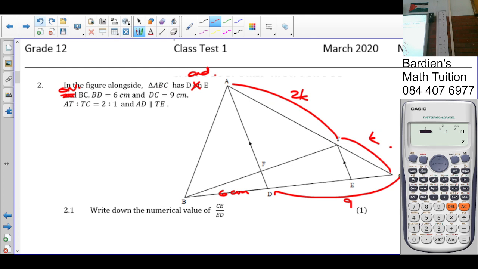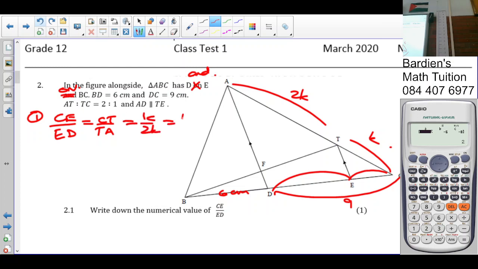So the first question says, write down the numerical value. It doesn't give you a reason. So they want the numerical value of CE over ED. So CE over ED is the same as CT over TA. What is AT? CT over TA, using the proportionality theorem. So that is going to be K over 2K, which is 1 over 2. Okay.